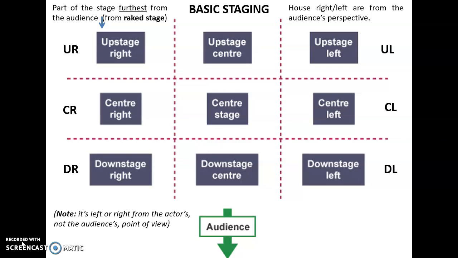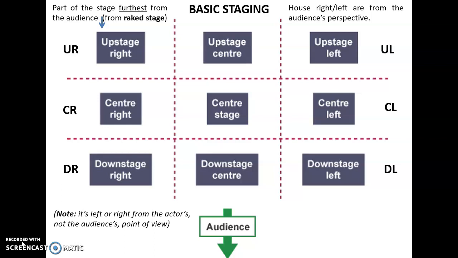If you are standing on the stage looking towards the audience, that area, if you took a step forward, is what we call downstage. So you've got downstage centre, downstage left, and downstage right. Now, if you walk towards the back of the stage, nearest the back wall, that is what we call upstage. So upstage centre, upstage right, and upstage left.